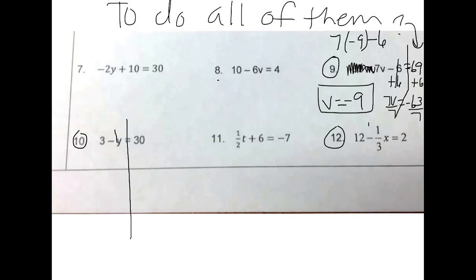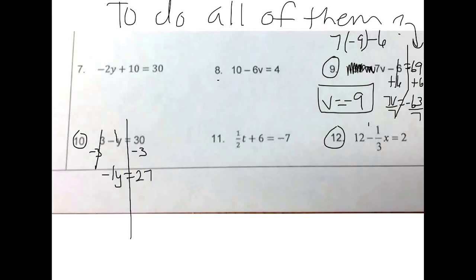Now I'm going to move the term with no variable. So these are kind of out of order from what we're used to seeing, so I'm not moving the negative 1y because I moved the term that has no variable. This is a positive 3, so I'm going to minus 3 to both sides. Those cancel, and I'm left with negative 1y. 30 minus 3 is 27.